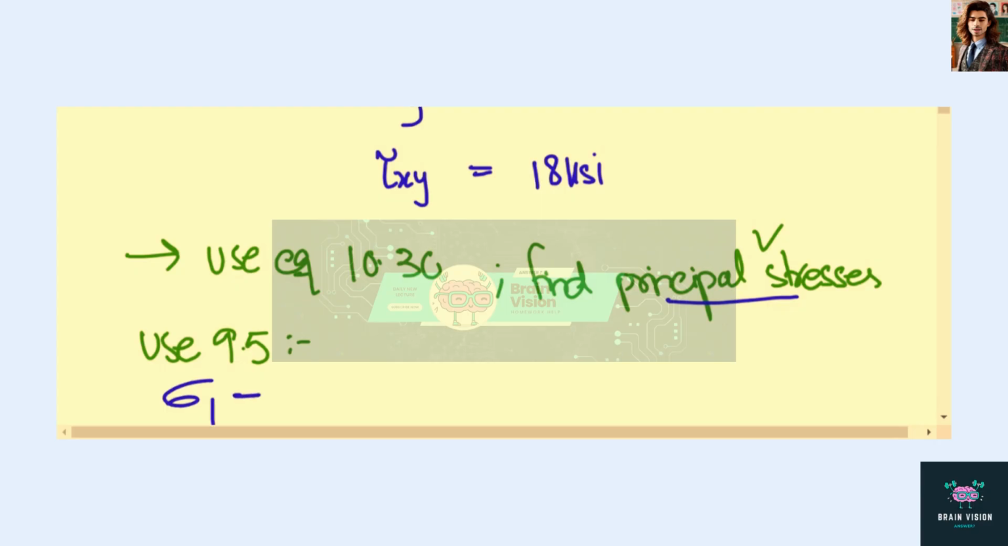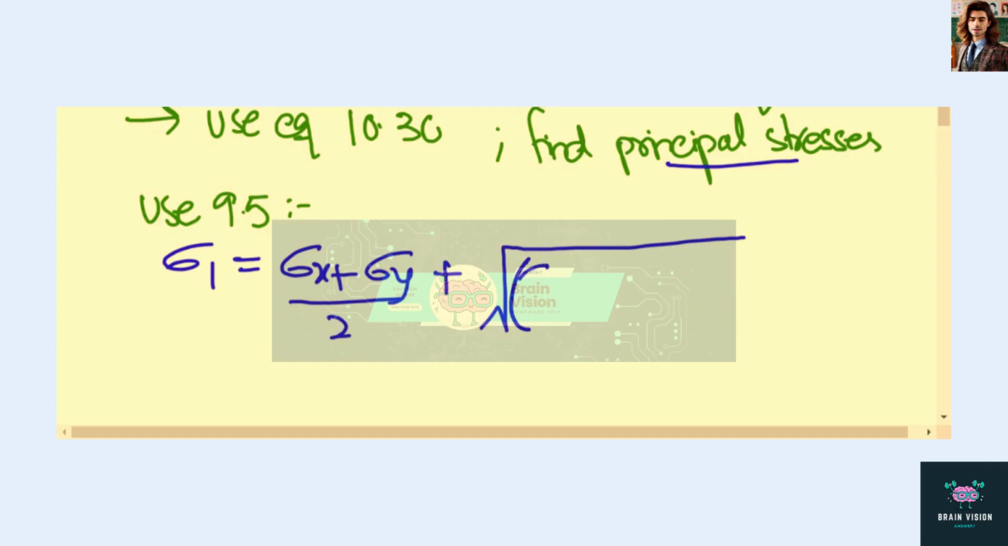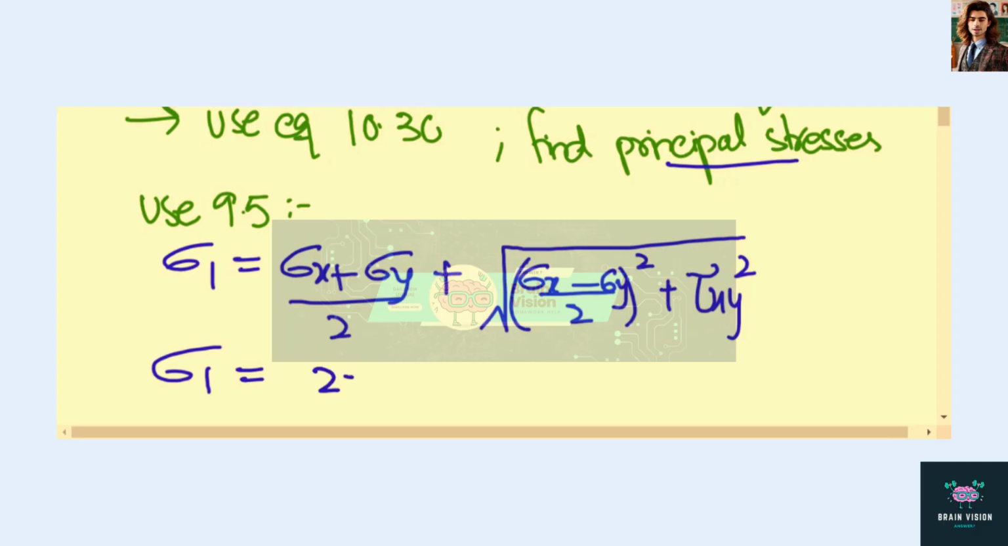So sigma sub 1, that is the first principal stress, is sigma sub x plus sigma sub y divided by 2, plus the square root of (sigma sub x minus sigma sub y divided by 2) whole squared plus tau sub xy squared. You have the values, just plug them in and you will get that sigma sub 1 is equal to 28.0832, approximately 28.08 ksi.